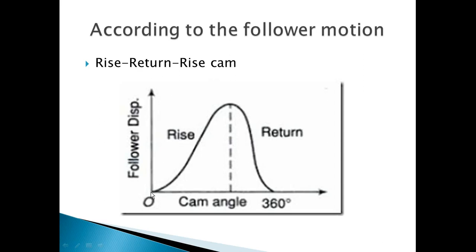And the third category is the rise-return-rise cam. In this case, from 0 to 360 degrees, we have to move the cam angle. So in 0 to 360, half of the portion is for rise, and the latter half for the return, and this cycle is repeated once again: rise, return, and rise, return. That's why, on the basis of follower motion, the cam is described as a rise-return-rise cam.